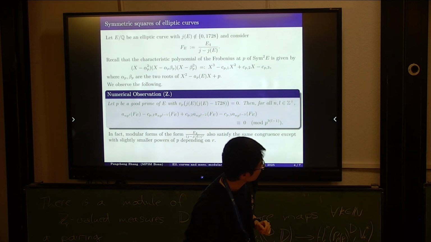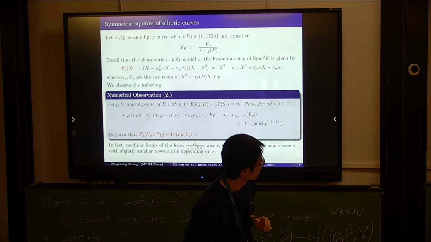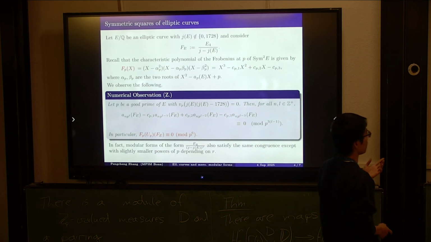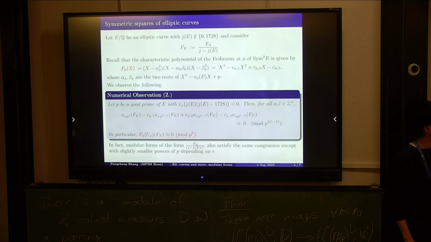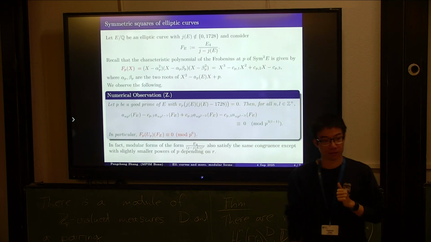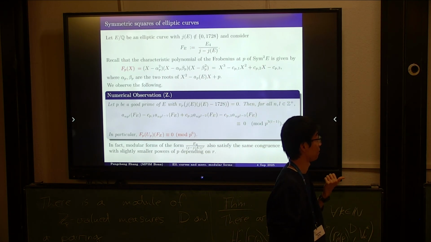Another perspective that I want to highlight here is that if we let f_t(x) denote the characteristic polynomial, then you could plug in U_p for x and apply it to the meromorphic modular form. Then you see that it is 0 modulo a higher power of p.